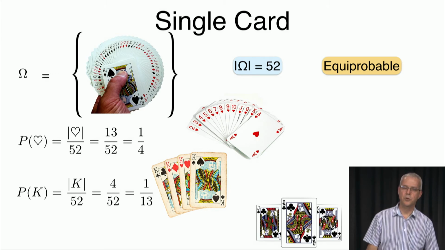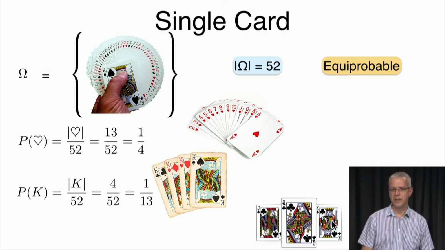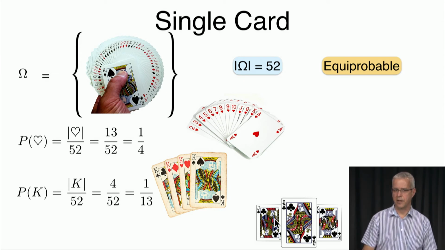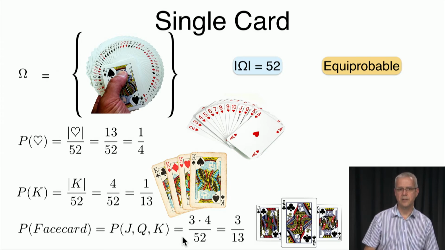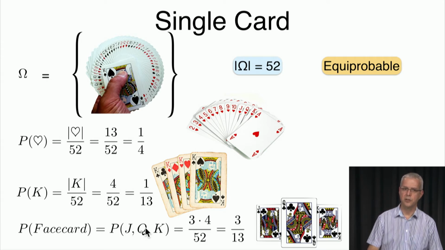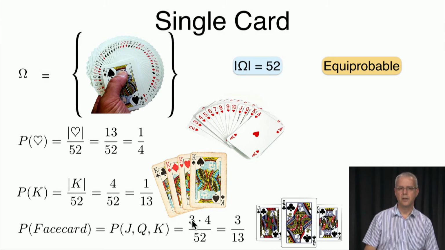We can also consider the probability of a face card. So a face card is a card that has a face on it, for example, a jack, a queen, or a king. Those are the only, in fact, face ranks. And of course, they come in 4 different suits. So the probability that we'll pick a face card is the probability that we get a jack, queen, or king of any suit. And there are 3 face cards in each suit, but there are 4 suits.